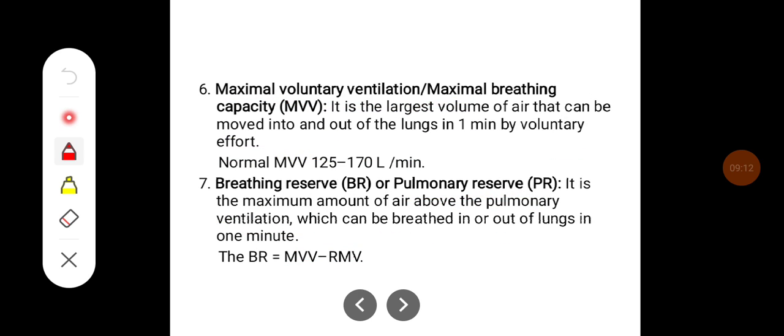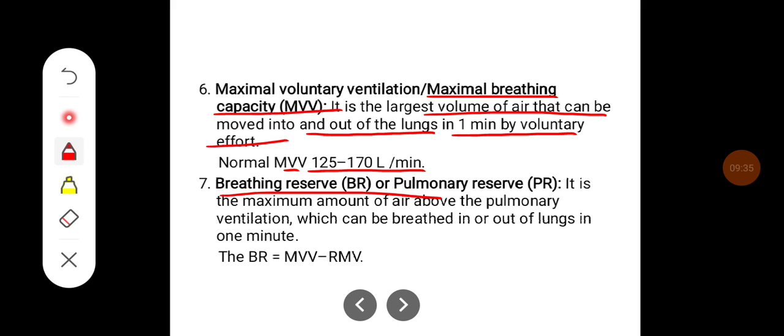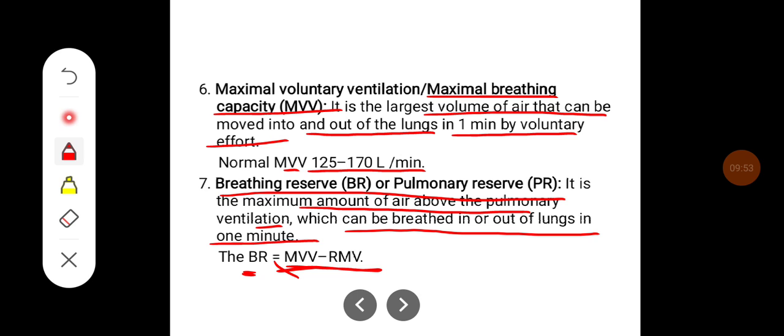Maximum voluntary ventilation or maximum breathing capacity, that is MVV, is the largest volume of air that can be moved into and out of the lungs in 1 minute by voluntary effort. So normal MVV is 125 to 170 liters per minute. Breathing reserve or pulmonary reserve is the maximum amount of air above the pulmonary ventilation which can be breathed in or out of the lungs in 1 minute. So breathing reserve is maximum voluntary ventilation minus resting minute ventilation.